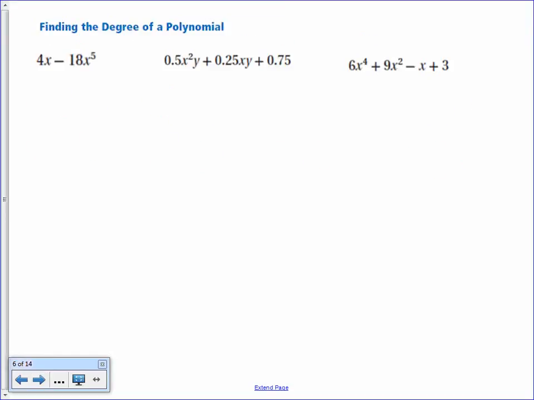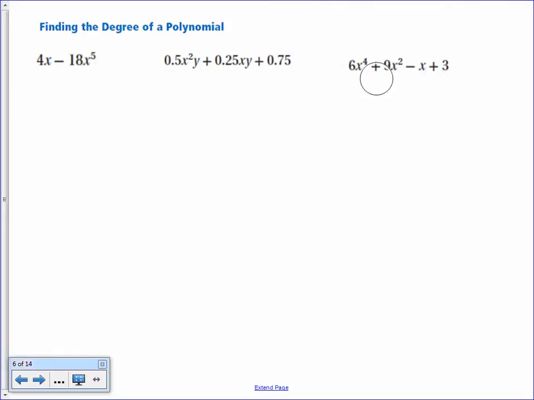Now we're going to talk a little bit about polynomials. By definition, a polynomial is just a sum or a difference of monomials. If you look at each of these three examples, basically they have monomials, and they're either just adding or subtracting them. So just remember that. Each polynomial is made up of monomials that are being added or subtracted together.